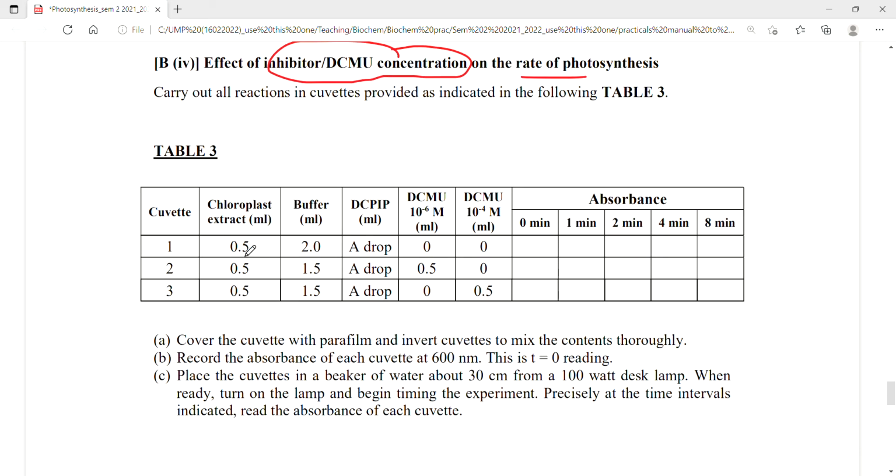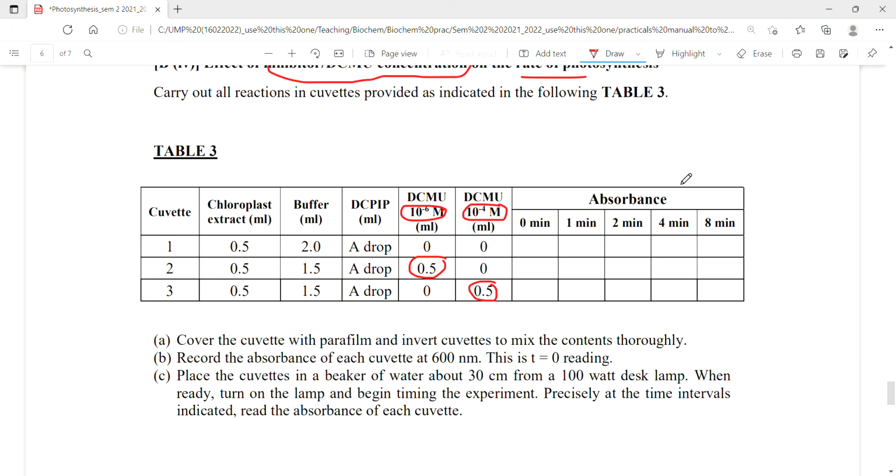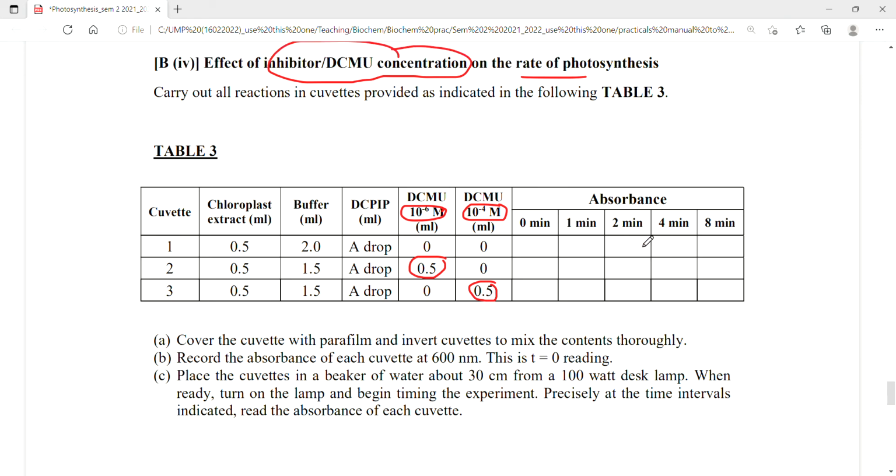For this, we have two different concentrations: low concentration of DCMU and then high concentration of DCMU. So one of them put the low concentration, another one put slightly higher concentration, and then everything else you have, DCPIP also have, again exposed to the cardboard box with the light source, 1 minute, 2 minute, 4 minute, 8 minute, and then from the initial compare it. What happens in terms of the presence of DCMU at low concentration and also high concentration? What does it do to the reaction rate?